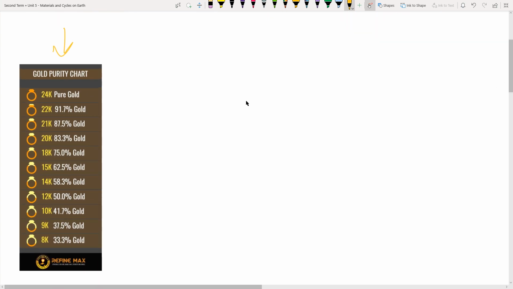What does this carat scale represent? If we have, let's say, 24 carat gold, we simply take the percentage out of it. How to get the percentage purity out of this 24 karat gold?